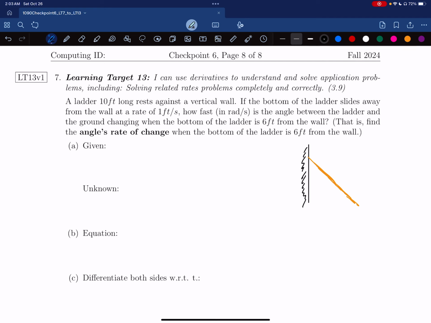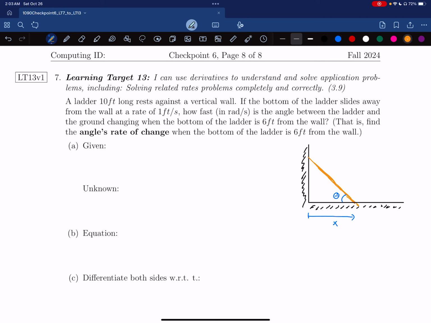And we would need to find out in radians per second how fast the angle between the ladder and the ground is changing. So let's define the ground like this, and the angle between the ladder and the ground. I'm going to write that in as theta. So basically, we're finding the angle's rate of change when the bottom of the ladder is 6 feet from the wall. So for now, just generalizing this problem, I'm going to define this direction as the x direction.